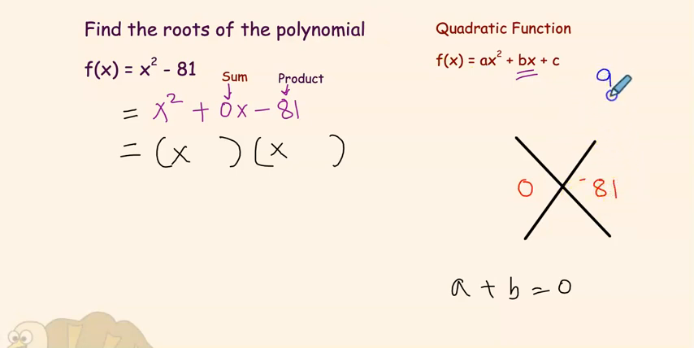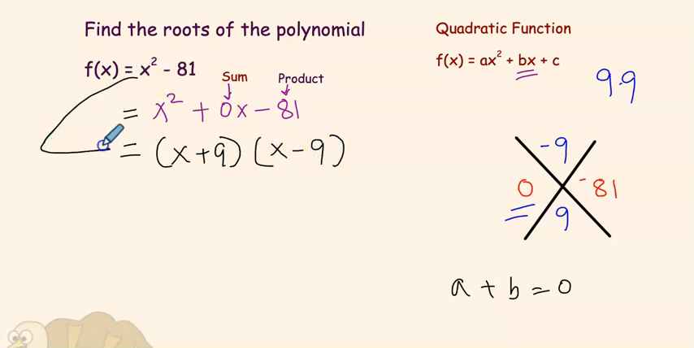So 81 is made up of 9 times 9. Both are the same, right? Equal. But to get a 0 here, one number has to be the additive inverse of the other. You see? Negative 9 plus positive 9 gave you a 0. Multiply those two, gives you 81 with a negative sign because of that negative. Therefore, my numbers here are x plus 9 times x minus 9. So those are the factors of this x square minus 81, written as x plus 9 times x minus 9.